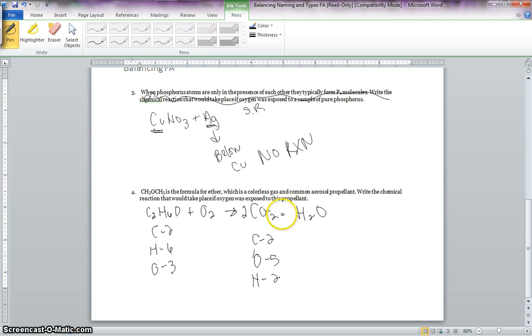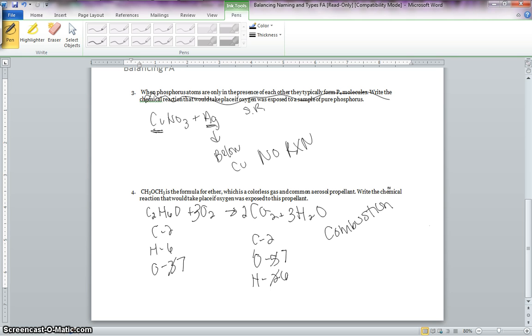So we need to put a 3 there. So that's going to give us 6 hydrogens. It's going to give us 3 plus 4 is 7. So if we would put 3 here, that's going to give us 6 plus that 1 is going to be 7. There you go, and it's still a combustion reaction.